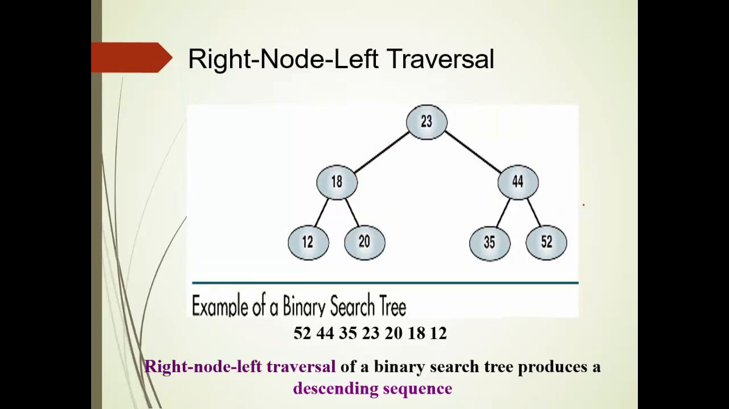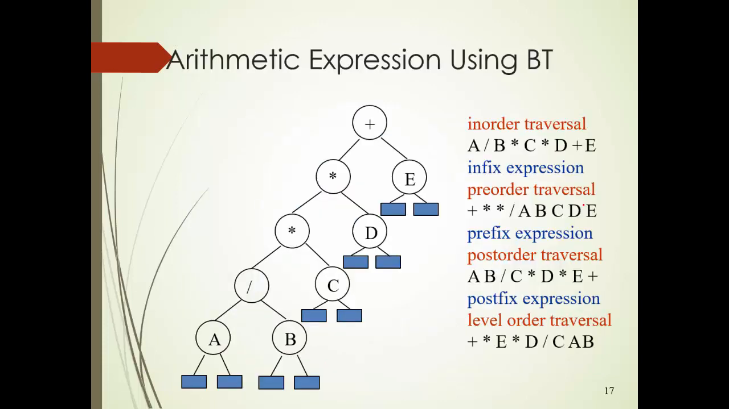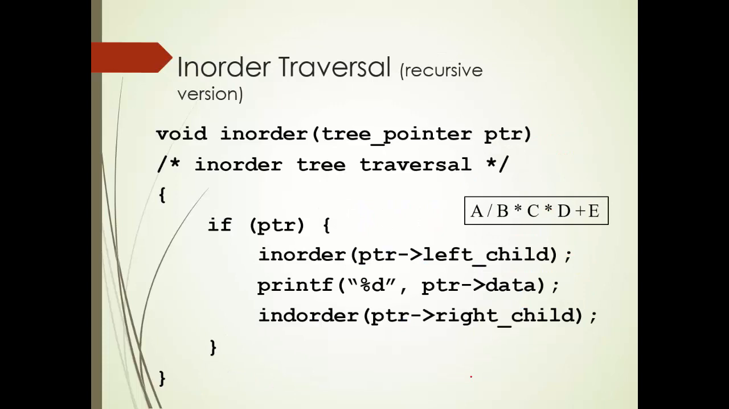Then here, the right node, left traversal. So we have other types of traversing, and also we can talk about arithmetic expressions using a binary tree. When we talk about this, let us use in order traversal. In order, as we know, we go from left to root to right. So it will be A divided by B times C times D plus E. How can we use arithmetic operations in this?